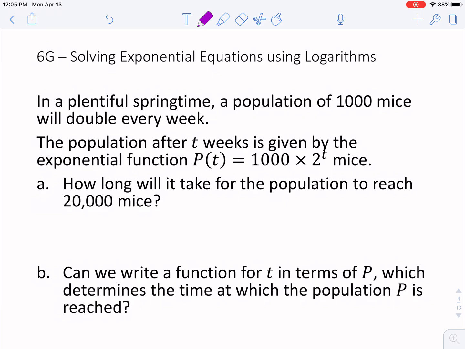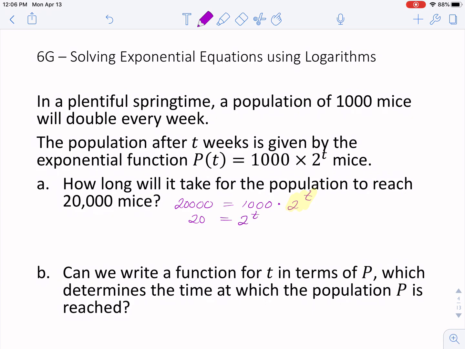So that 20,000 is going to be p of t, is equal to 1,000 times 2 to the t, right? So if we wanted to start solving this equation, we need to isolate the exponential first. So we need to isolate this piece to get t out of the exponent. So we're going to divide both sides by 1,000, and that's going to give me 20 is equal to 2 to the t.